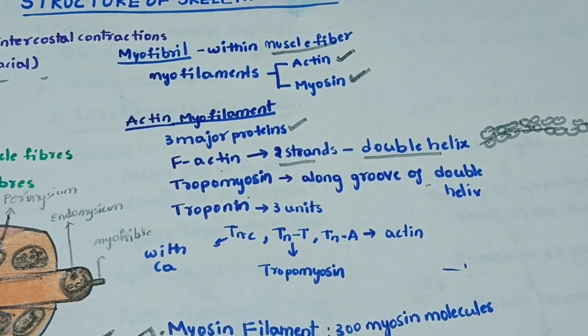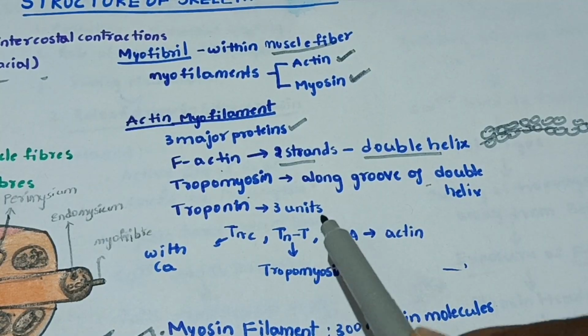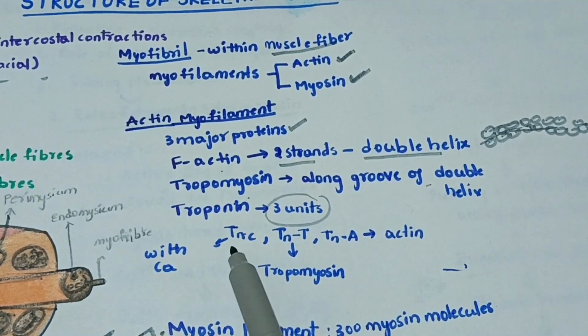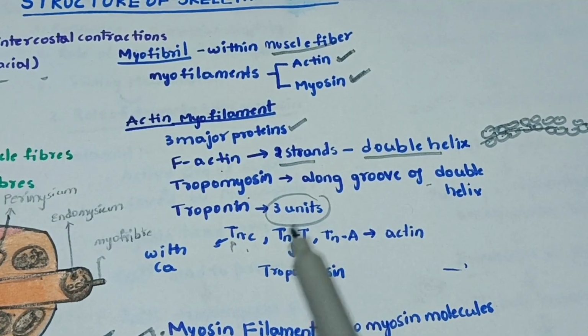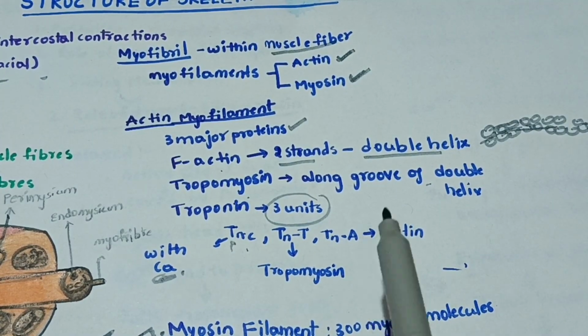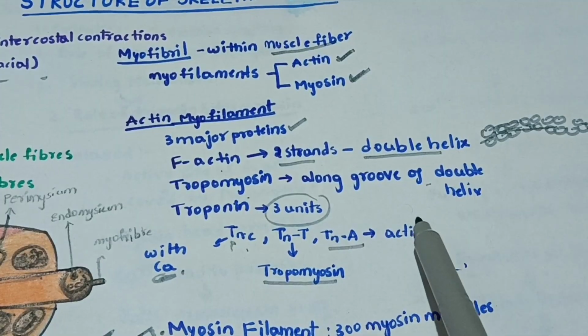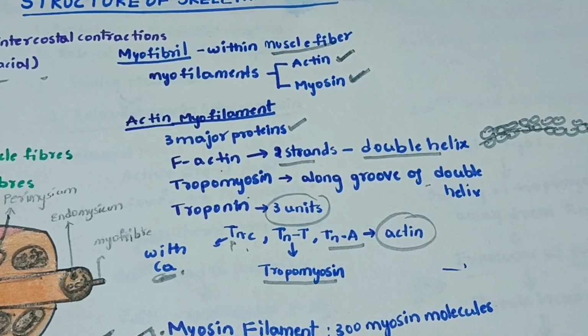Now troponin, another major protein of the actin myofilament, contains three units. What are they? Troponin C, troponin T, troponin A. Troponin C binds with calcium during contraction. Troponin T binds with tropomyosin, the other protein of the actin myofilament. And troponin A for actin. So what are the major components of the actin myofilament? Three major proteins: F-actin, tropomyosin, troponin.